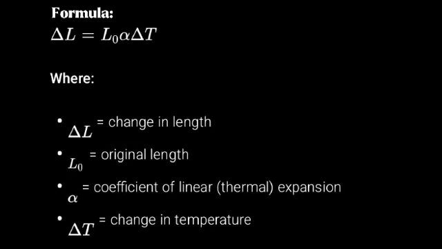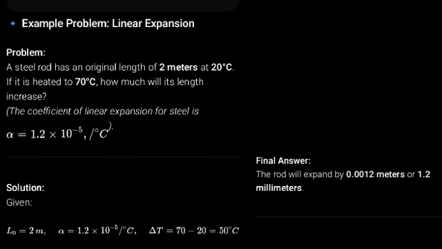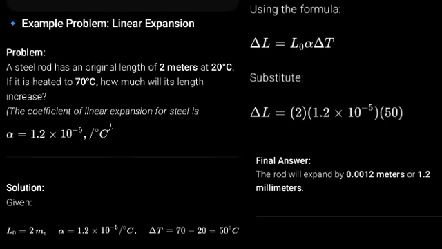Here is the formula of linear thermal expansion. Here are some examples of linear thermal expansion. Problem: a steel rod has an original length of 2 meters at 20 degrees Celsius. If it is heated to 70 degrees Celsius, how much will its length increase? The coefficient of linear expansion for steel is equal to 1.2 x 10 to the power of negative 5 per degree Celsius. Solution. Here are the givens of the problem.